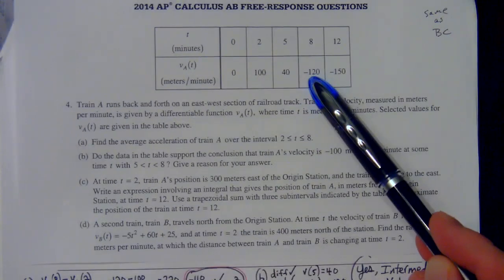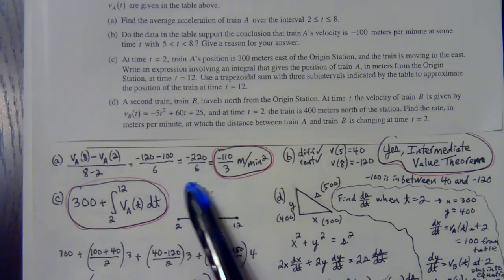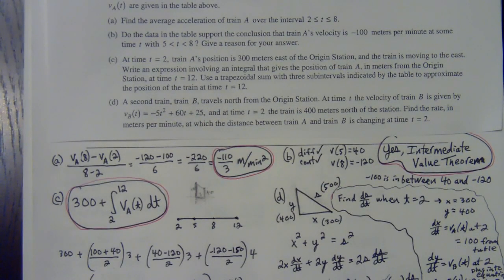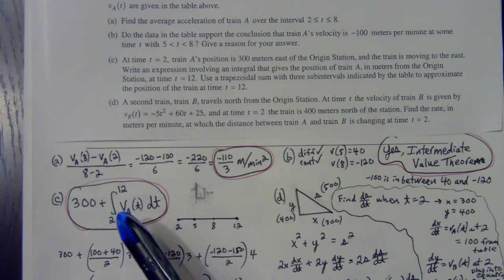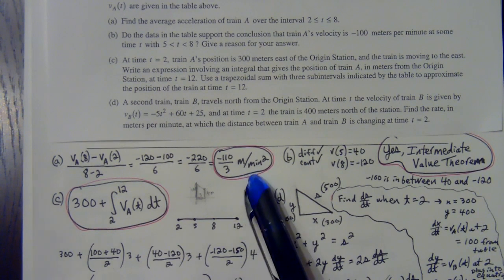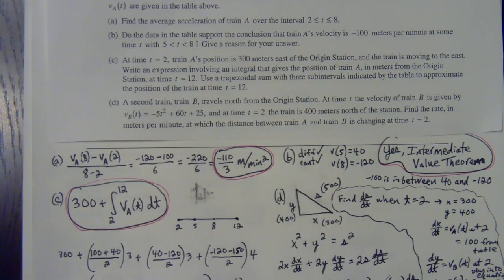Like v of 8 is negative 120, v of 2 is 100, and you just do some arithmetic right there and then get that answer. And then since you're doing a slope of velocity, your acceleration units are always like that. So your velocity is meters per minute, position would be meters, acceleration meters per minute squared.